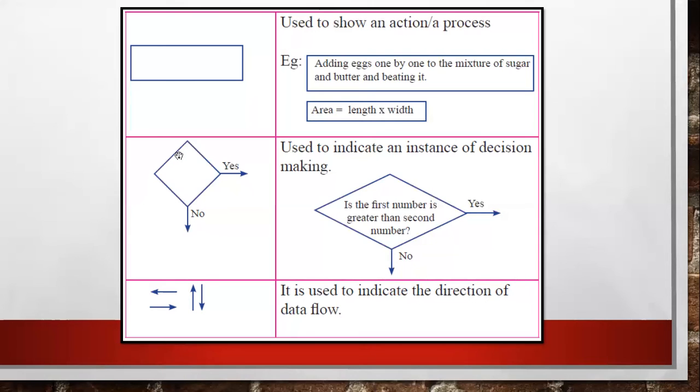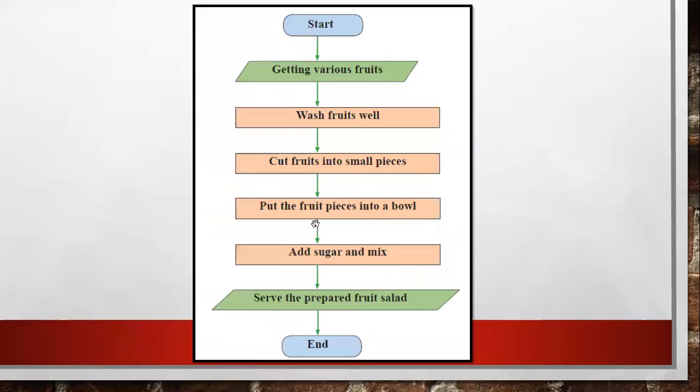Okay, students, this is an example of a flowchart. What is the problem? This is the problem, that means making a fruit salad. Here, see, this green color indicates the input and output: getting various foods and serving the prepared foods. Then these rectangles indicate the process. That means washing fruits, cutting fruits, then putting them into a bowl, adding sugar and mixing, like that.